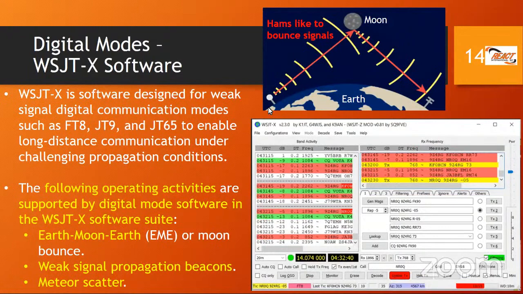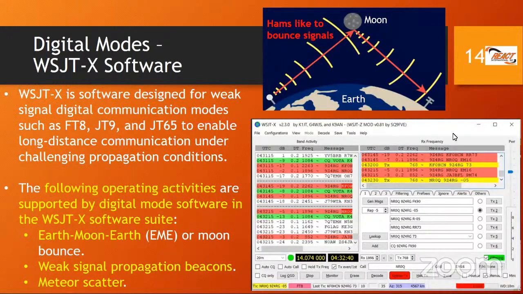a Yagi, and they will transmit their signal to the moon. The moon will bounce the signal back to Earth, and this other amateur radio operator will receive the signal, and vice versa. This amateur radio operator will send the signal up to the moon. The moon will bounce that signal back down. So that's what we mean by hams. We just love to bounce our signals off of things, right? So this is real, folks. This is something that is actually done.